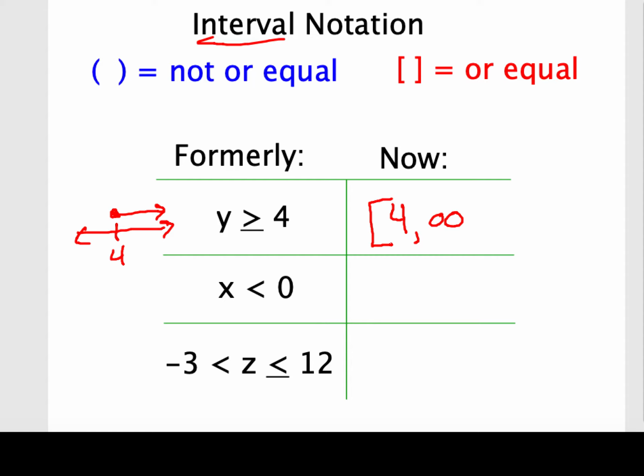Now, because infinity is not a real number and we can never really reach it, technically we always go with not or equal to when it comes to infinity. So I'm going to do a soft bracket there. I'm going to do that parentheses.